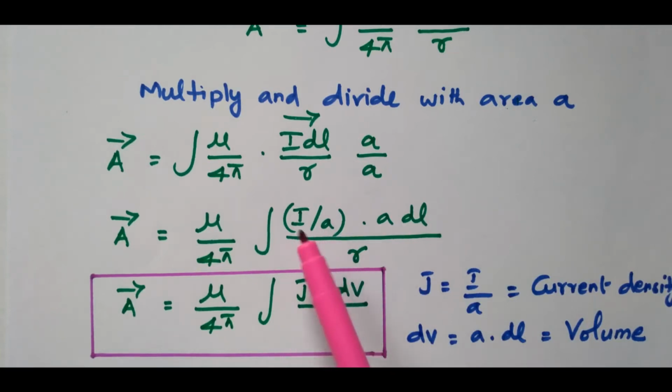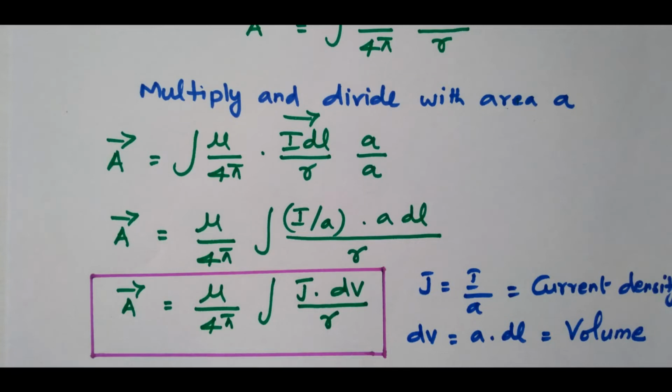What is I by A? Current by area, that is nothing but current density. What is A into dl? Area into length, that is nothing but volume. So I by A is current density, current per unit area, and area into length is volume. So the vector magnetic potential A equal to mu divided by 4 pi integral J dot dV divided by r. This is the final expression for vector magnetic potential.